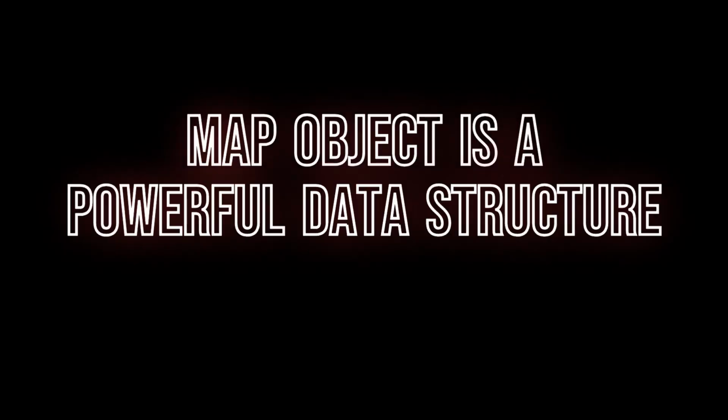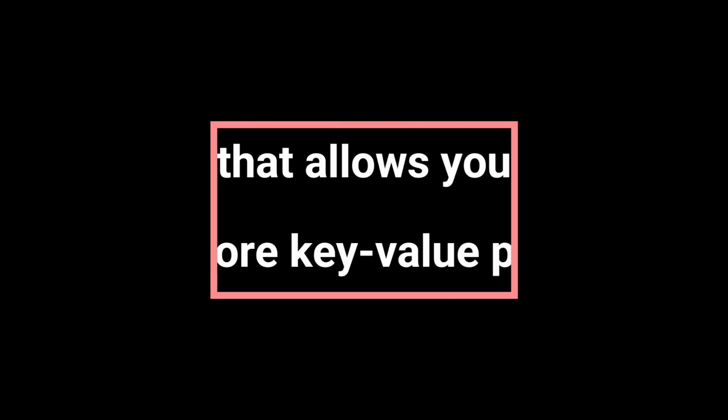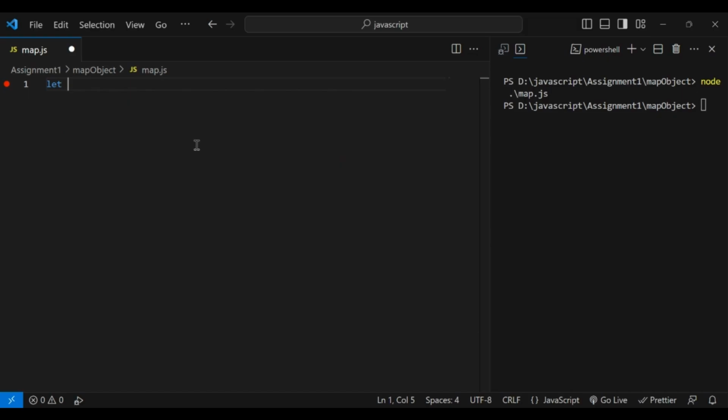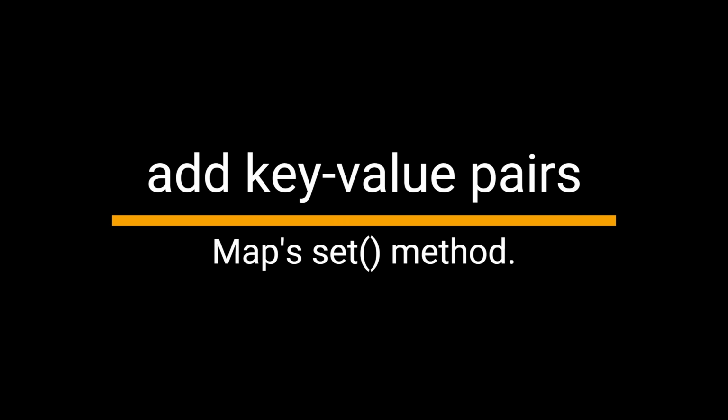Let's start. In JavaScript, the map object is a powerful data structure that allows you to store key-value pairs. It provides a convenient way to store and retrieve data based on a unique key. To create a new map, simply use the new Map syntax. You can then add key-value pairs to the map using the set method.